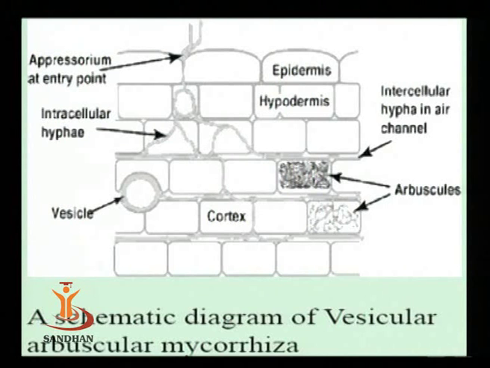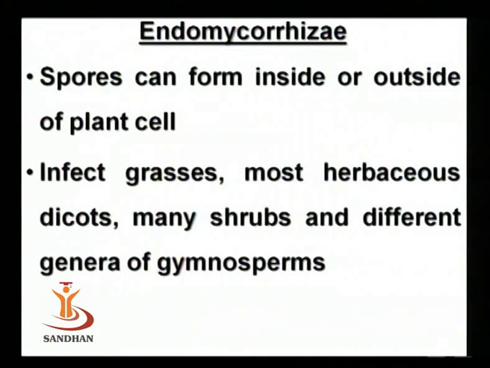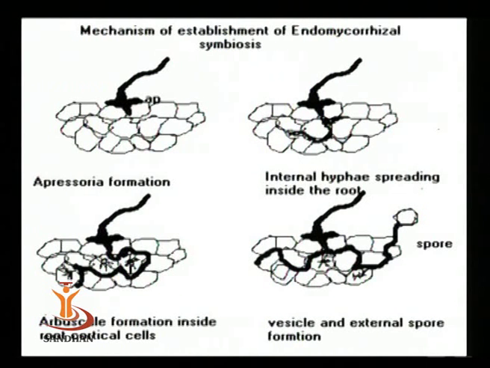So that is endomycorrhizae. They can form spores inside as well as outside of the plant cell. The same point we discussed in ectomycorrhizae, that they cannot form spores inside. So here, on both sides, they can form spores. They can infect grasses, most herbaceous dicots, many shrubs, as well as different genera of the gymnosperms. This is the same thing but with a different presentation, the mechanism of establishment of endomycorrhizal symbiosis.